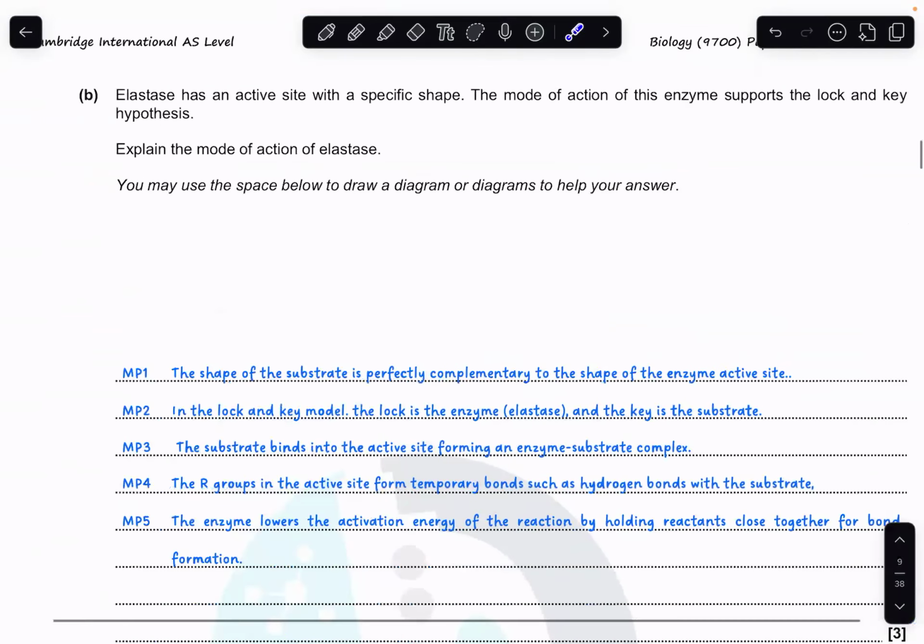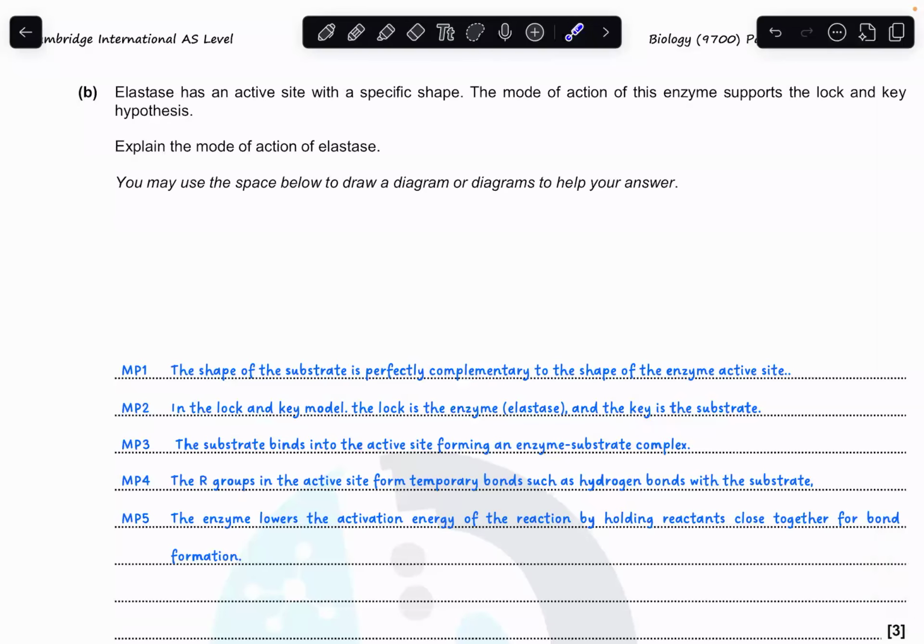Okay, elastase has an active site with a specific shape. The mode of action of this enzyme supports the lock and key model. As long as we talk about the lock and key model, we always use perfectly complementary. So in the lock and key model, explain that this should be, sorry, comma.